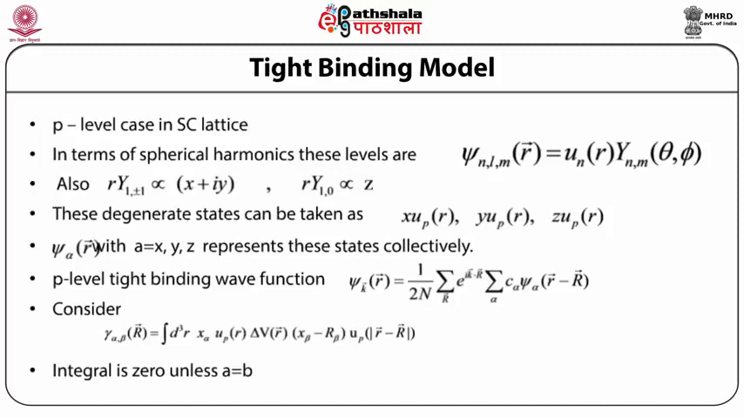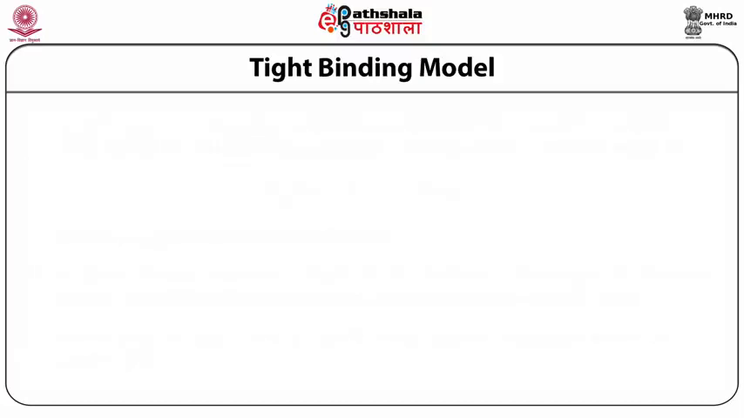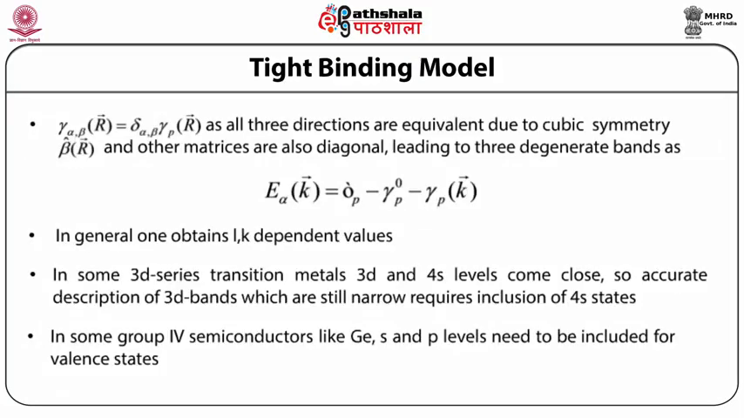Now remember that this integral is 0 unless alpha is equal to beta. Furthermore, due to cubic symmetry, all three directions are equivalent, making gamma alpha beta equal to delta alpha beta gamma p. Similarly, beta and other matrices are also diagonal with our choice of basis. This leads to three degenerate bands which to leading orders are E alpha is OP minus gamma p of k.